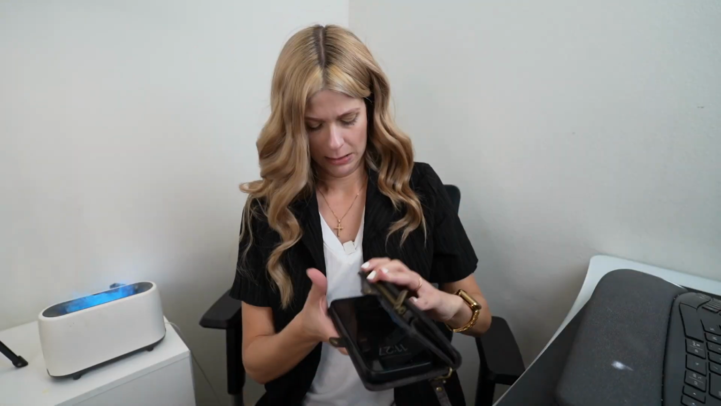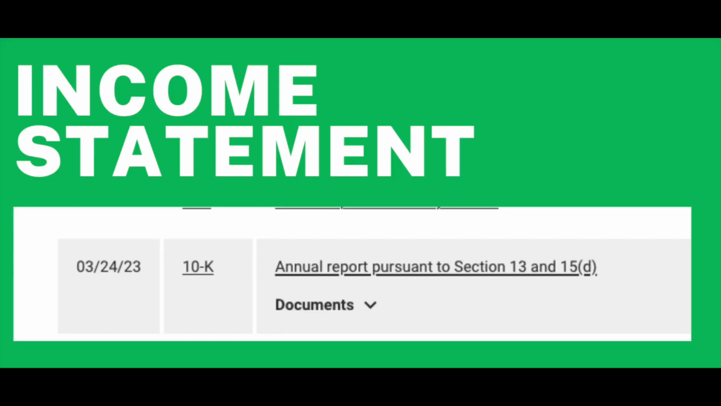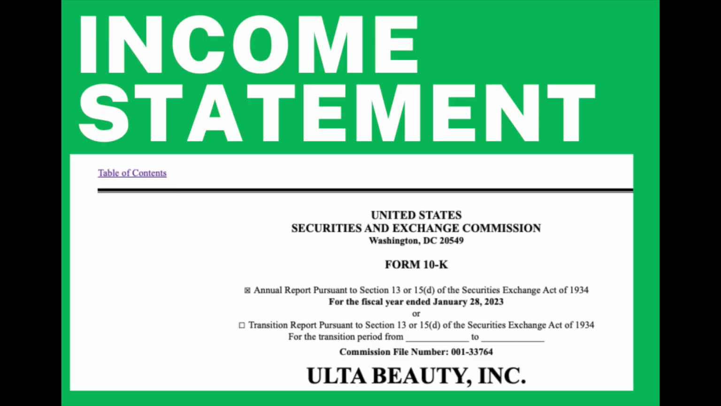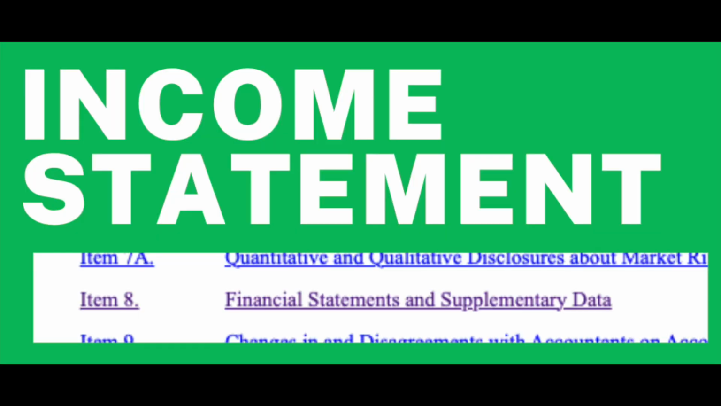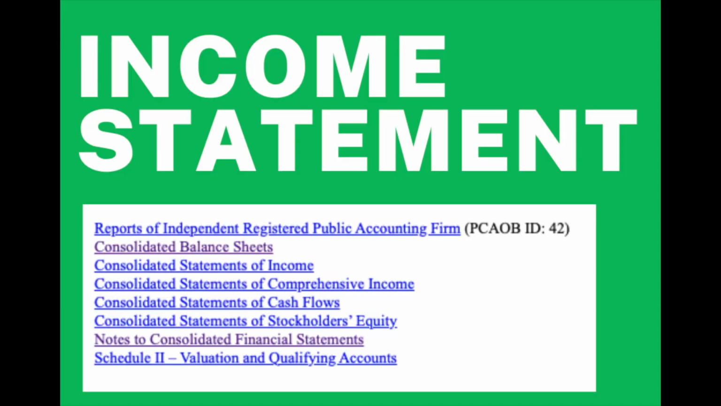What I need you to do right now is get out your little phone and type in Ulta Beauty 10K. Click on the annual report. From the annual report, you're going to see a table of contents pop up. Click on the table of contents, click on financial statements and supplementary data, and from there, click on the consolidated statements of income or income statement.